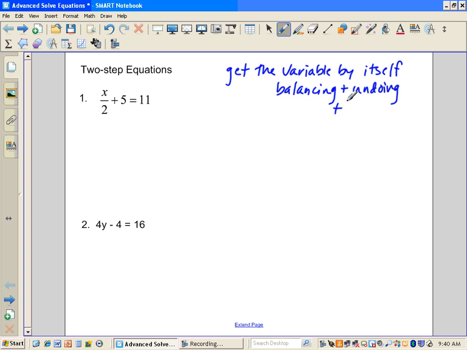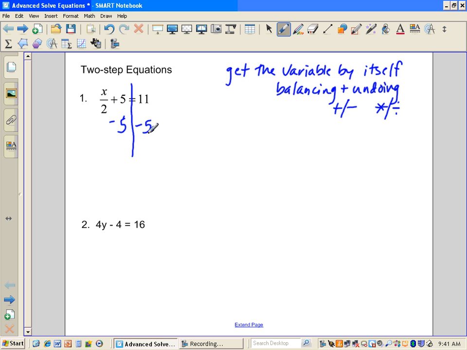Remember, we do the addition and subtraction first, and then we do any of the multiplication or division second. Sort of the opposite of the way we do order of operations if we're just simplifying an expression. So if we're going to do the opposite of adding 5 onto this x, then we're going to subtract 5 from both sides. And some people like to draw that line up the equal sign. As a reminder, if you do something on one side, you have to do it on the other.